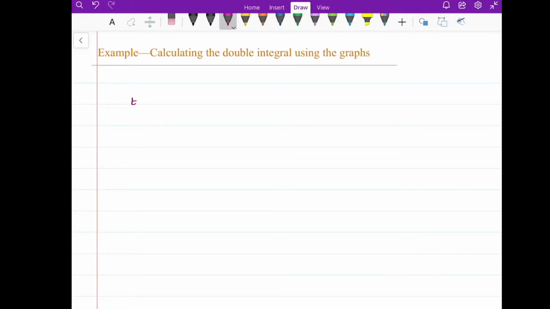Example 1, evaluate the double integral of 10 dA over the region R, where R is [0,3] times [0,5]. Okay, as I always recommend, graph whatever region that you have.